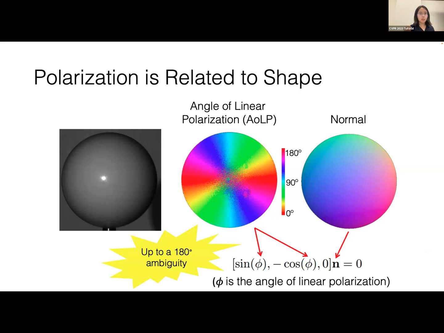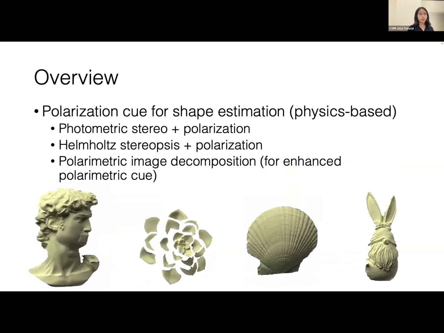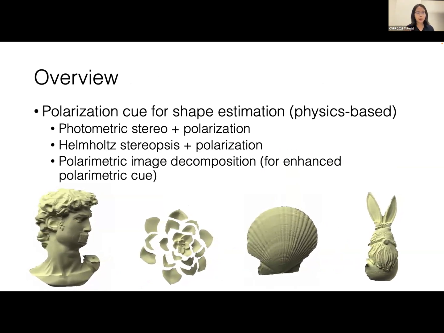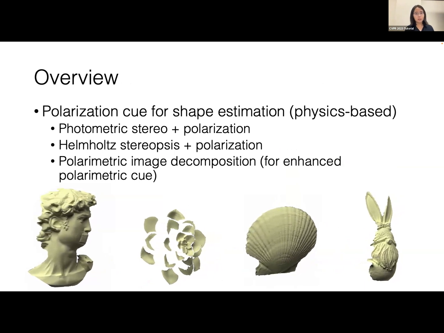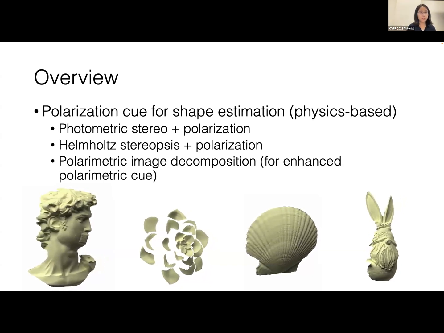But if you use the angle of polarization for normal estimation alone, then the normal angle estimated by this equation has a 180 degree ambiguity. So a lot of effort has been put into removing that ambiguity. In this talk, I will show you two methods developed in MATLAB on how to combine polarization with other physics-based cues for shape estimation. The methods I'm going to present are mostly physics-based, and then in the next talk, Achuda will talk about a learning-based method.